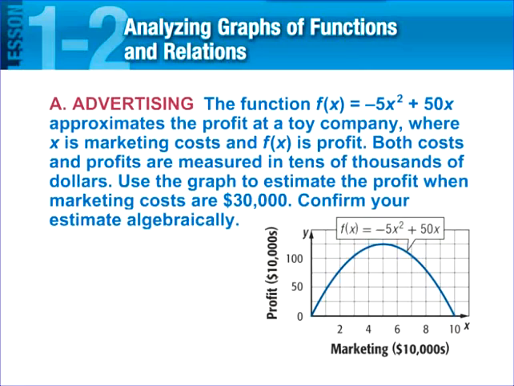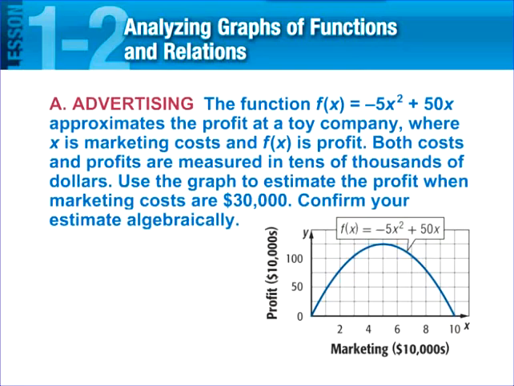So already, you know it's a parabola, right? Because it's an x squared. It's a negative x squared, so that means it's going to go down. If it would be positive, it would do what? Go up. Approximates the profit at a toy company where x is the marketing costs and f of x is the profit.